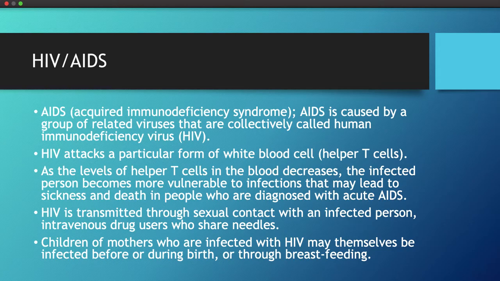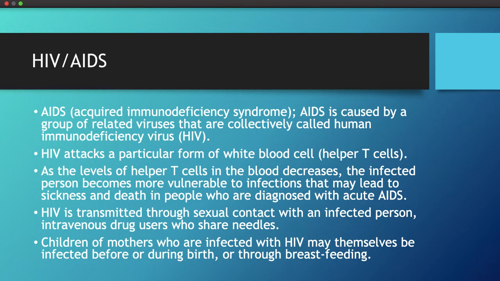HIV attacks a particular form of white blood cell called the helper T cells. If you can remember back to Bio 20, when we talked about the immune system, the helper T cells are the part of the immune response that is affected. As the level of helper T cells in the blood decreases, the infected person becomes more vulnerable to infections that may lead to sickness and death in people who are diagnosed with acute AIDS.